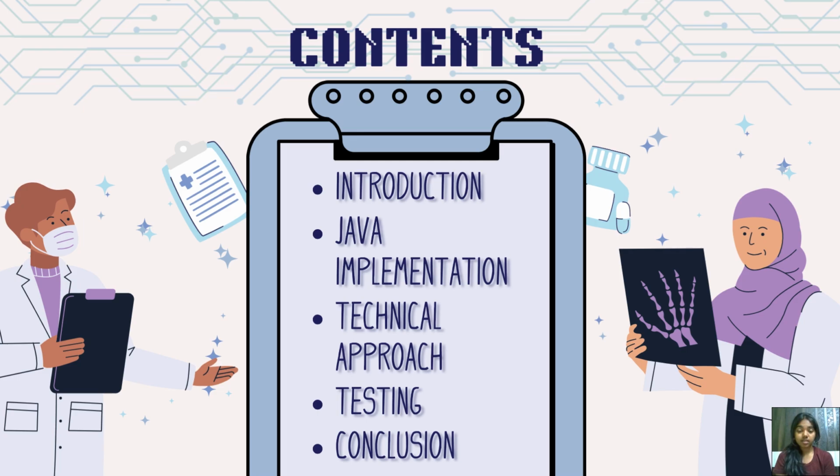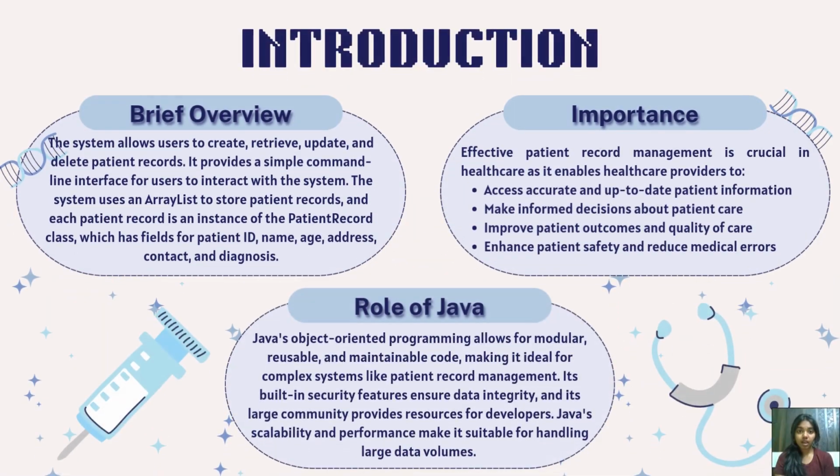Looking at the table of contents, we will start by going through the introduction. Then we'll explore the Java implementation, which will show how Java is used to develop the desired system. Next, we will look at the technical approach and then run the program. Finally, we'll review the conclusion. Let us start with the introduction.